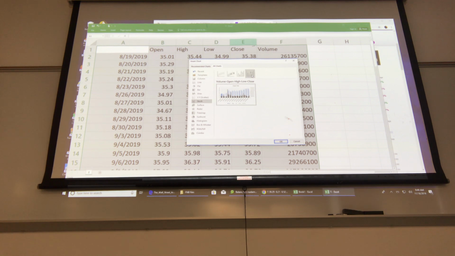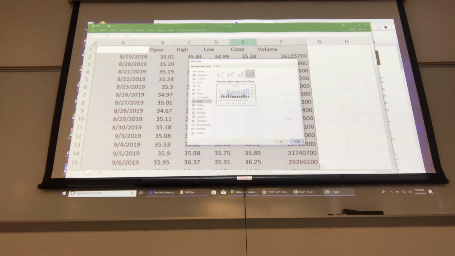Pay attention to the order. The graph has volume, open, high, low, and close. My data have open, high, low, close, and volume. Can I use it? No. Why not? Because the order is not the same. I need to have something with the same order. What do I need to do? I need to change the order in my data. I cannot change how Excel is doing it. I need to change the order of my data.